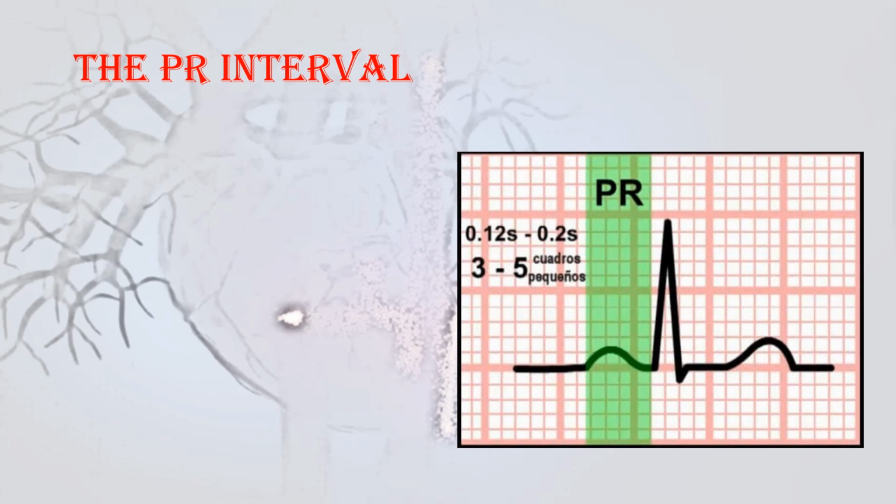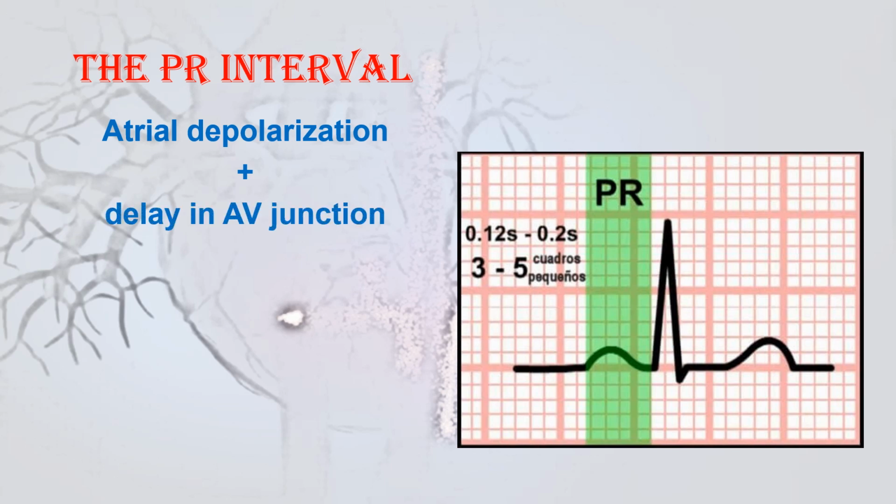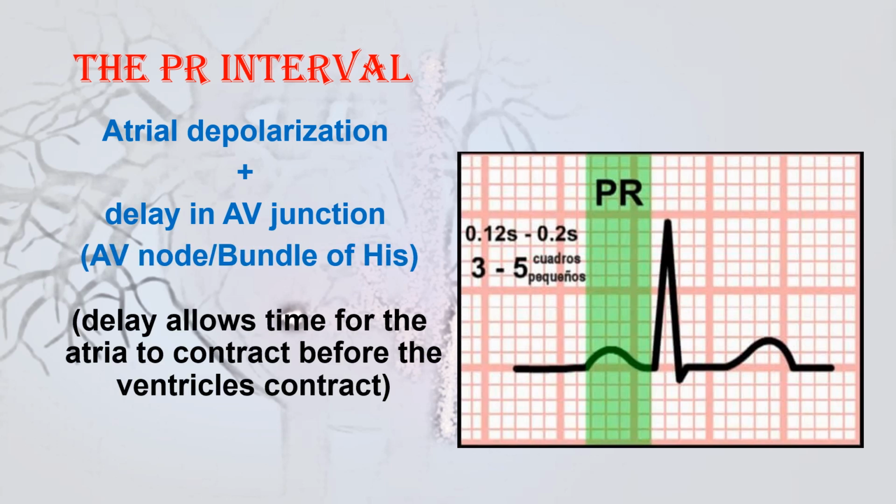We can see each of the waves. First, the PR interval. The P wave represents atrial depolarization, and the PR interval is the stage of atrial depolarization plus the delay in the AV junction. The delay allows time for the atria to contract before the ventricles contract. The normal PR interval is 0.12 to 0.2 seconds, that is 3 to 5 small squares.